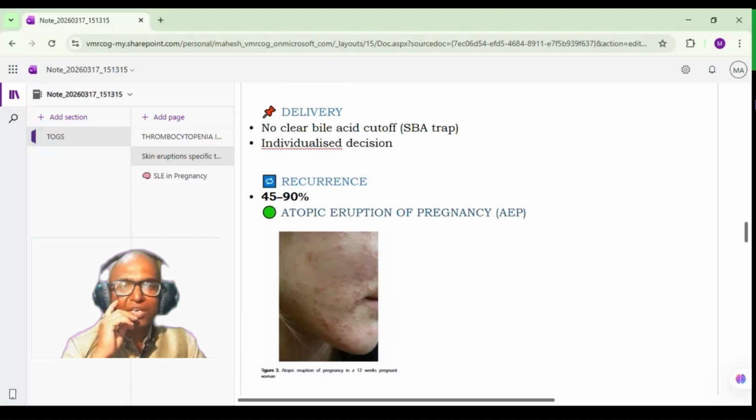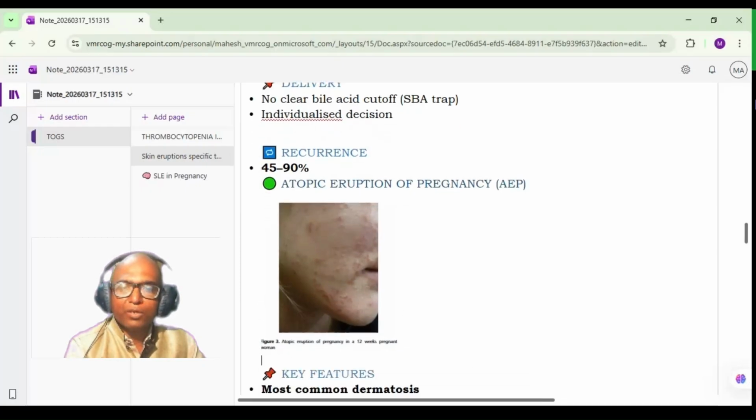Then delivery: there is no clear bile acid cutoff, so it is an individualized decision. However, regarding this, we will go further in detail as per the GTG. There is a recurrence risk of 45 to 90% with this. ICP can recur in around 90% of patients.